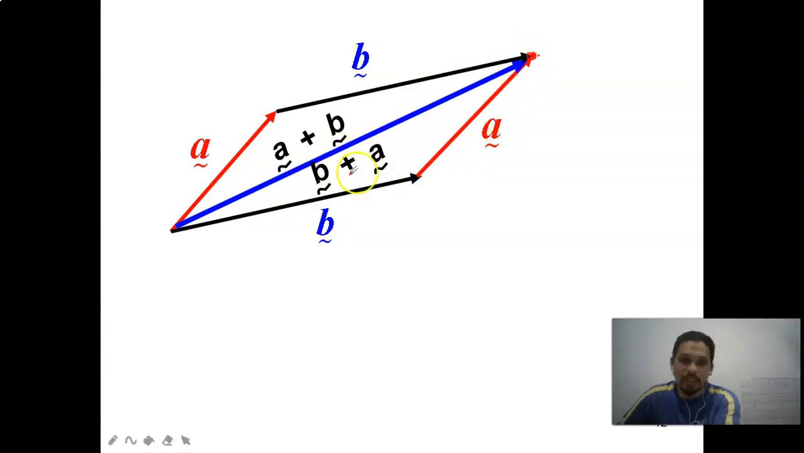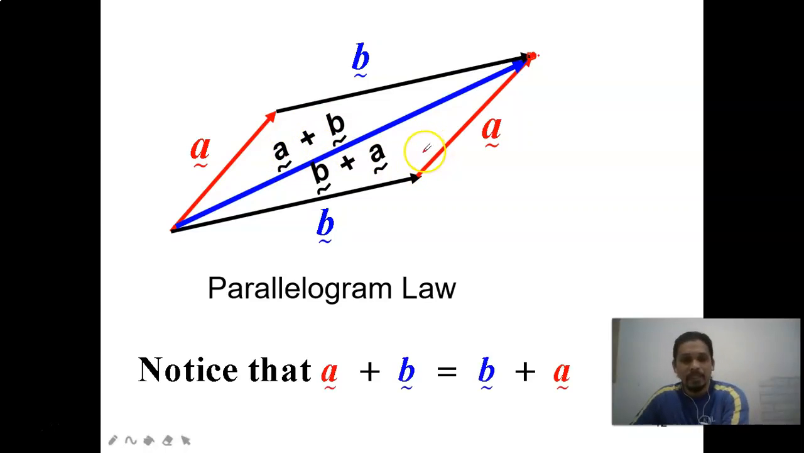So that's why we get a different addition of two vectors, even though it gives us the same direction and the same destination point here. Because we're using a different route, it gives us a different addition of vectors. Using the parallelogram, notice that A plus B equals B plus A.